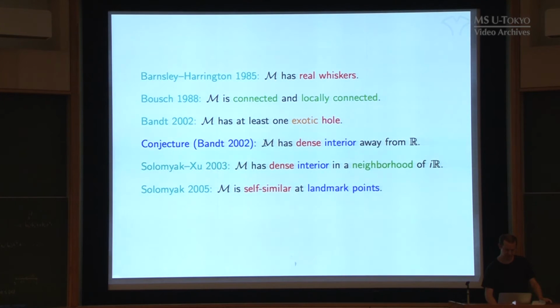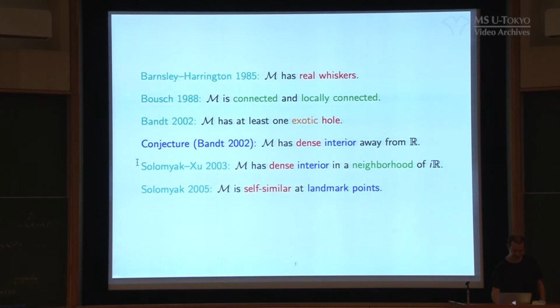So he explicitly conjectured in 2002 that M should have dense interior away from the real line. The reason you need to exempt the real line is exactly this fact already observed by Barnsley and Harrington, that there are these real whiskers, these spikes that come in along the real axis. They're not in the closure of interior points. So the real line certainly has points where the interior is not dense. But are those the only places? Are those the only whiskers?